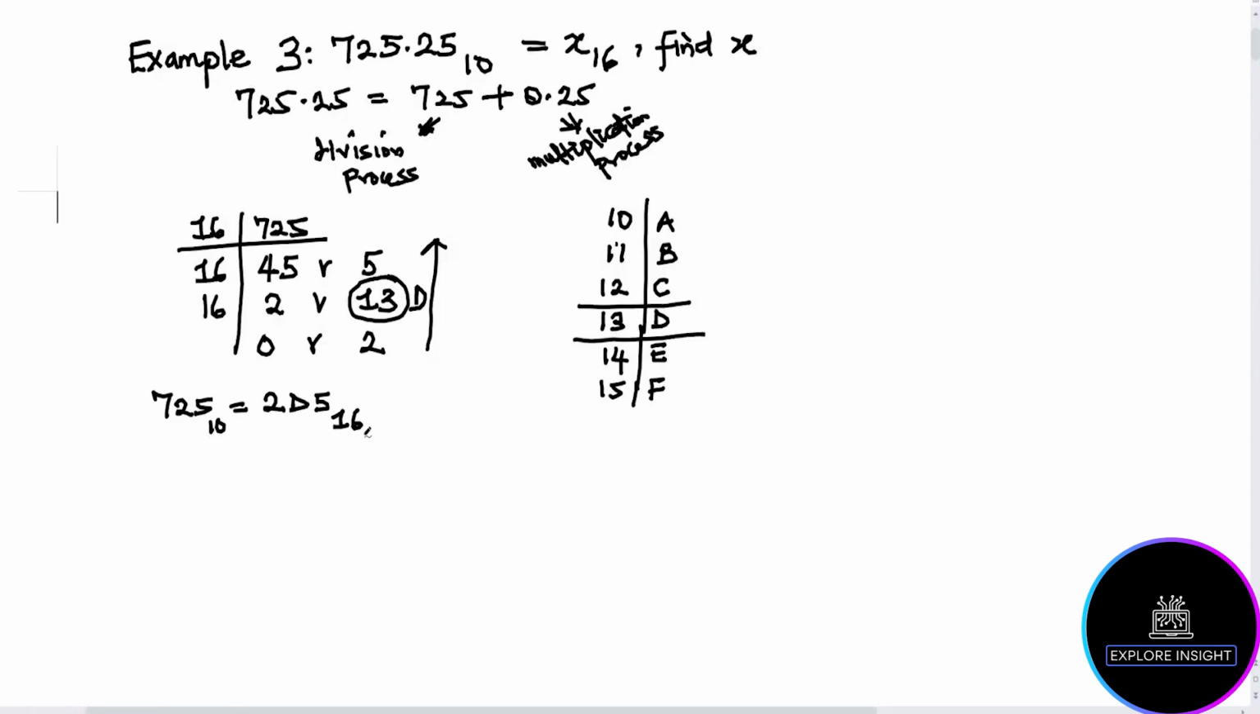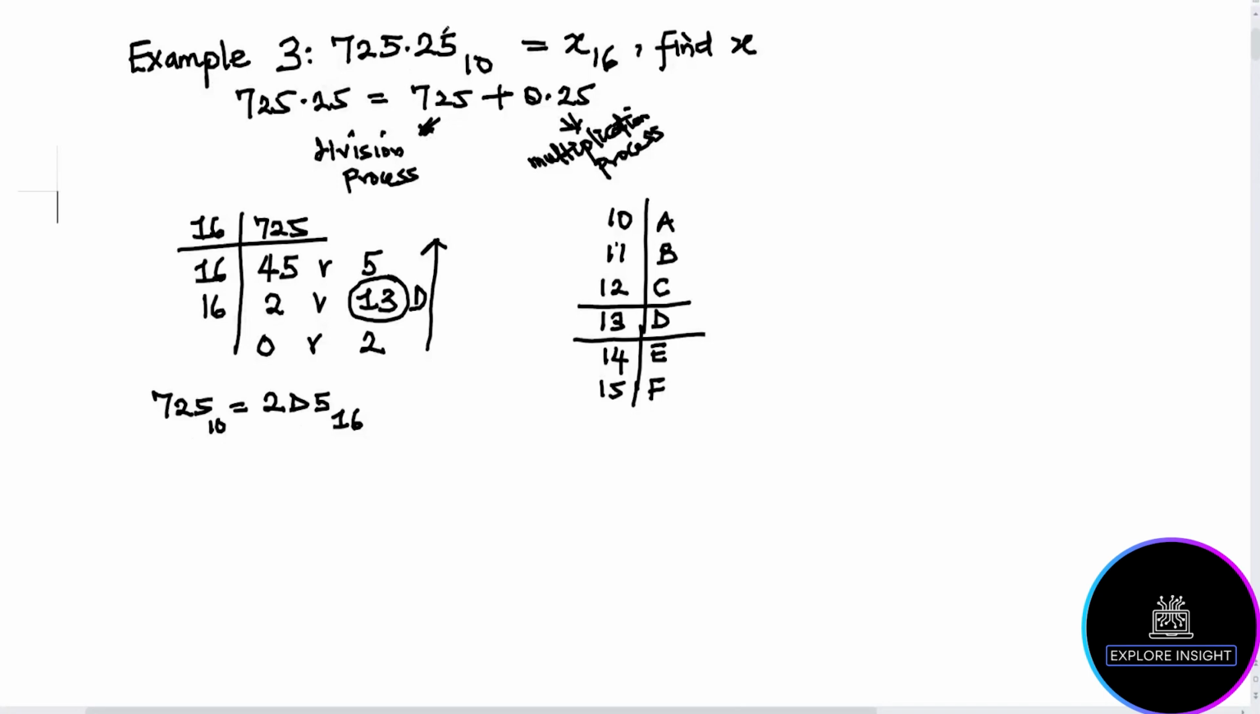So take note, in a situation where we are only asked 725 in base 10 to convert to base 16, our x will be 2D5. But this is not actually what we were asked. Rather, we were asked for 725.25. A lot of students make mistakes, maybe no time, or they didn't go back to check the given question.